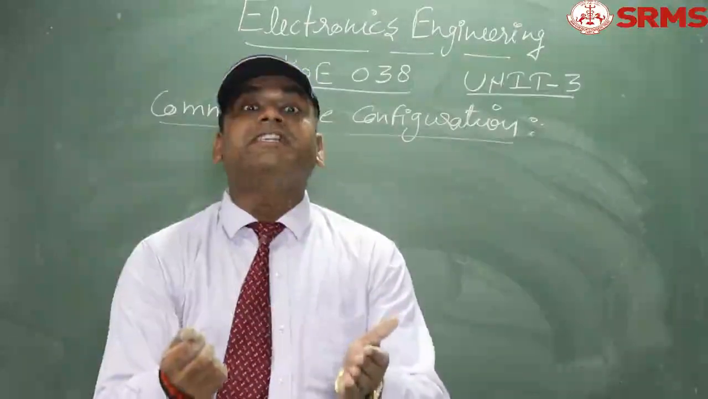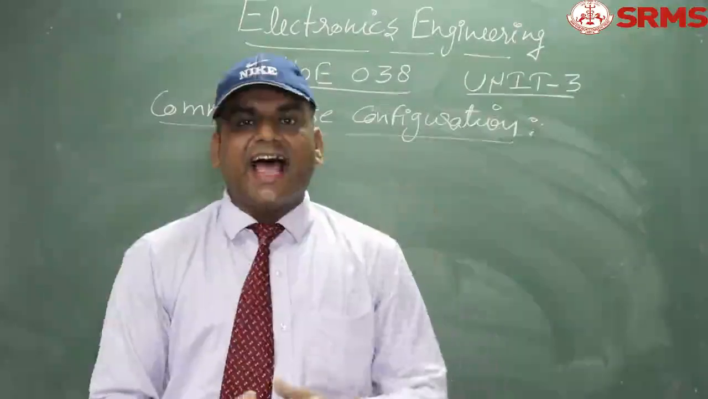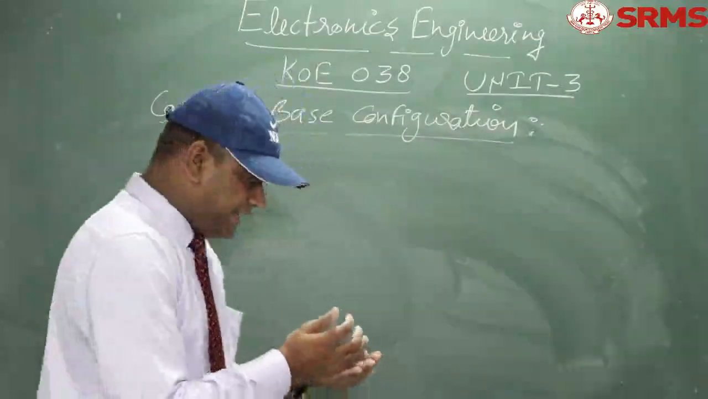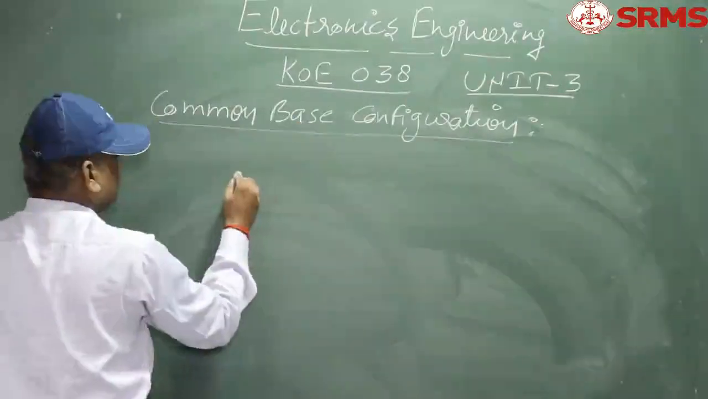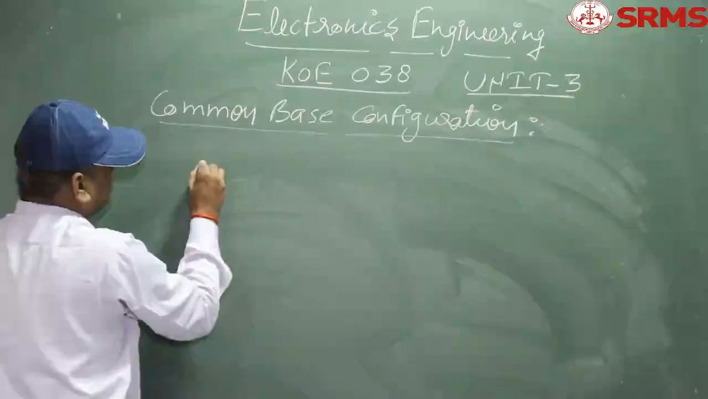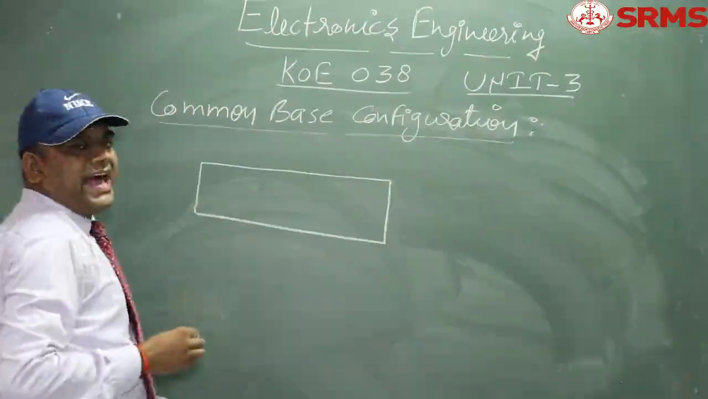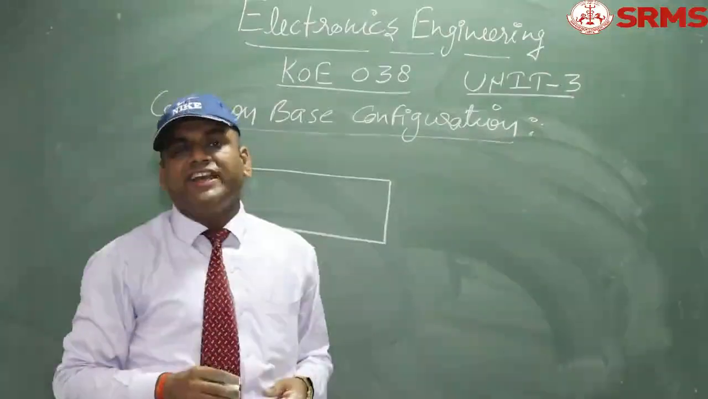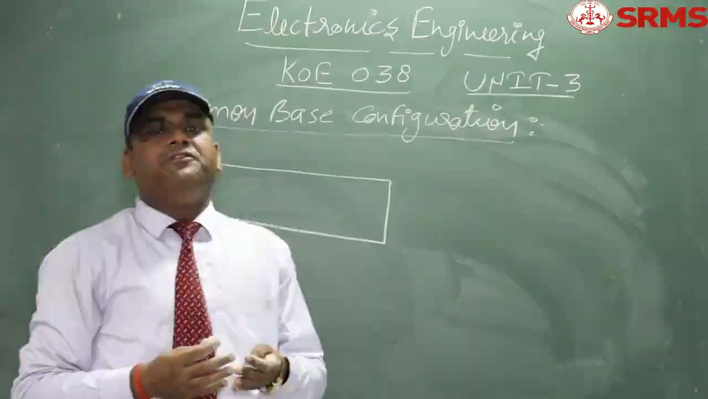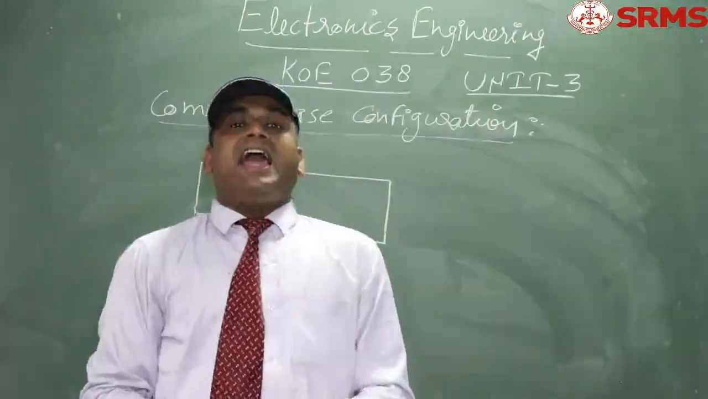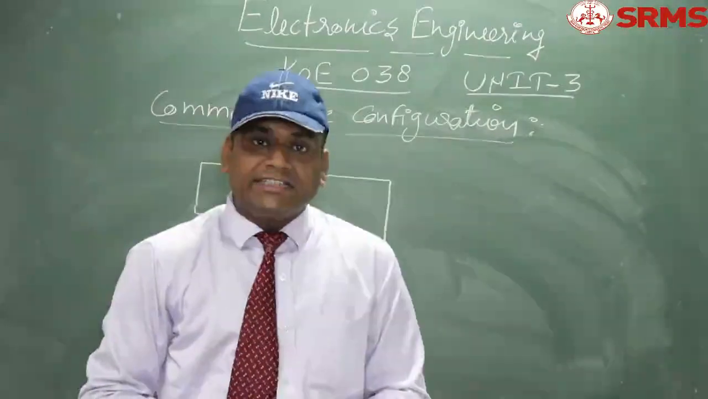So which terminal is common over here? Base terminal is common for the emitter as well as for the collector. Is that clear? Now I am going to draw the common base configuration. The base is common. You can draw the common base configuration for NPN transistor as well as for the PNP transistor. Is that clear? I will draw the common base configuration with the help of NPN transistor, and at your home you can draw the common base configuration for PNP transistor by yourself.